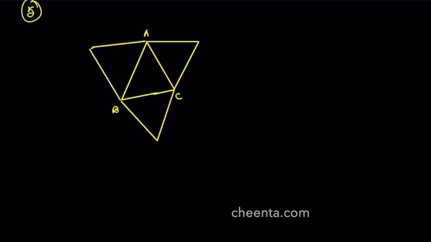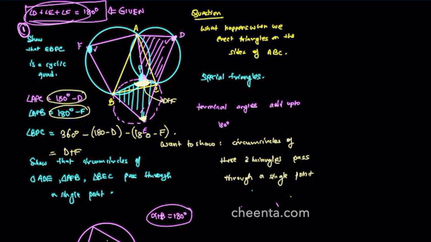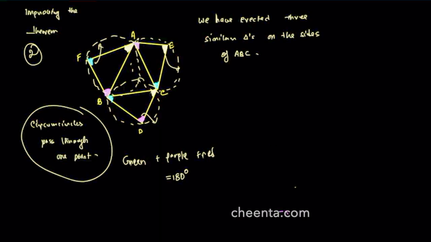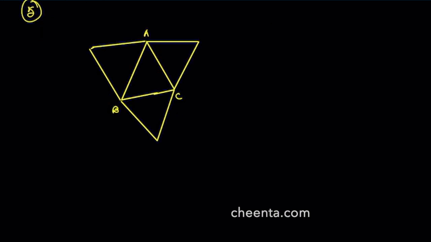So earlier, in the first theorem, we erected triangles whose angles added up to 180 degrees. In the second theorem, we created triangles which are similar to each other. In this particular case, all of these triangles are equilateral in nature. This is D, this is E, this is F.